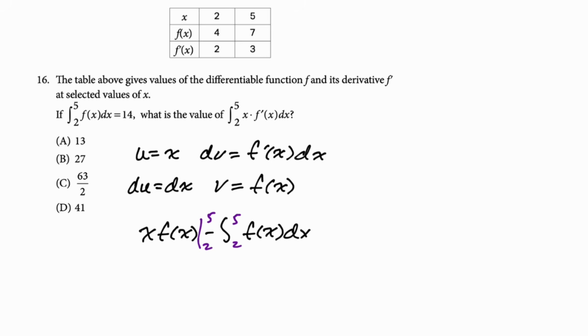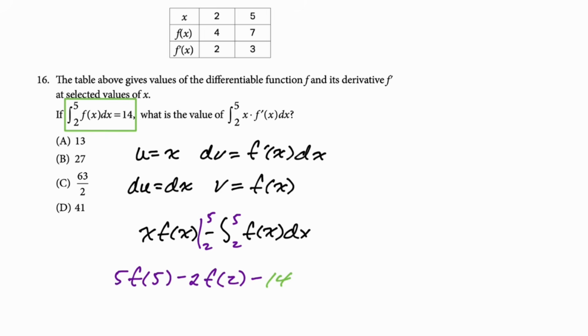All right, so for the first part, fundamental theorem, right? Just plug in 5 minus plug in 2. So when we plug in 5, we'll get 5 f of 5, and then minus 2 f of 2. We're going to have to go up to the table to get f of 5 and f of 2. Minus, if you look, the integral that we have here from 2 to 5 is given. It's just 14, so minus 14. This is how they give you enough information without making you do some annoying algebraic integration by parts.